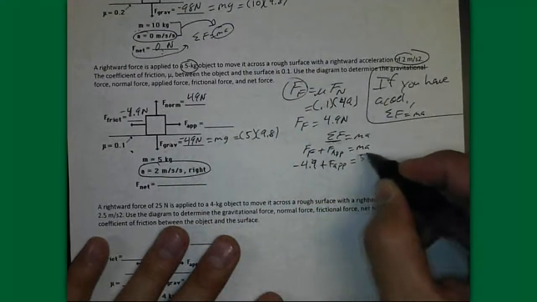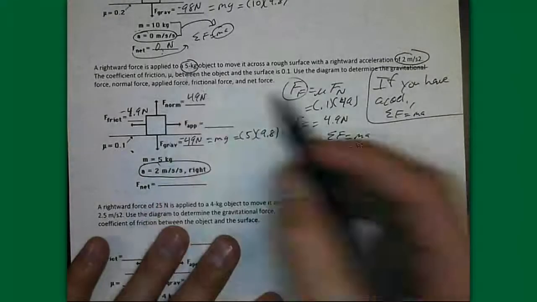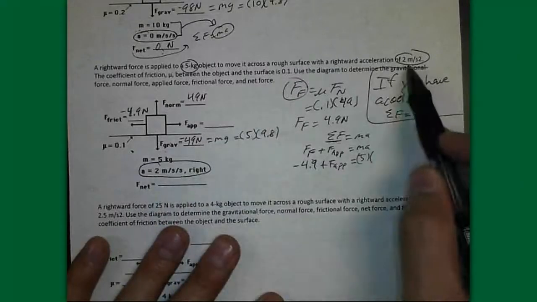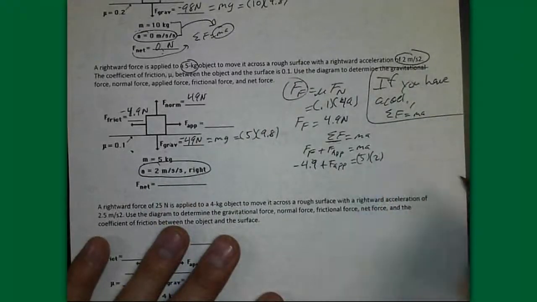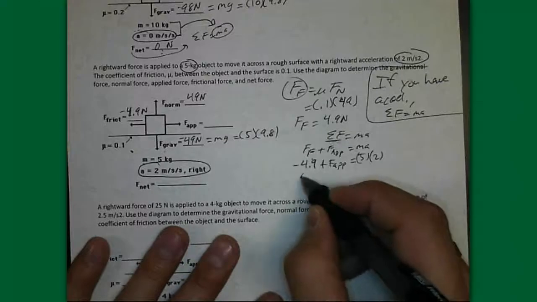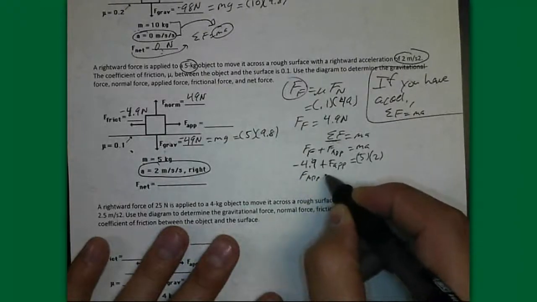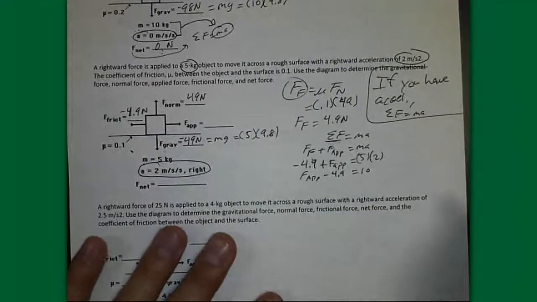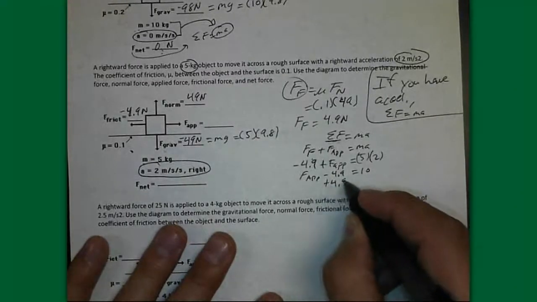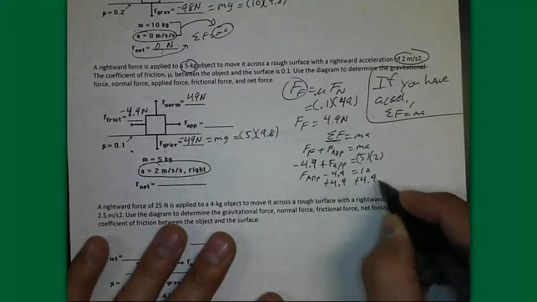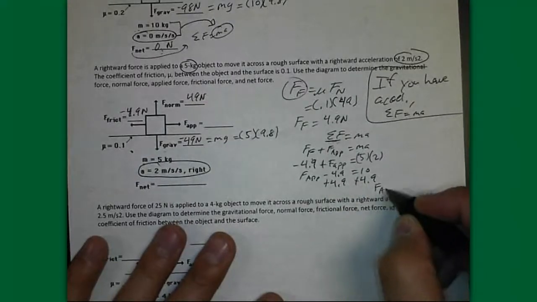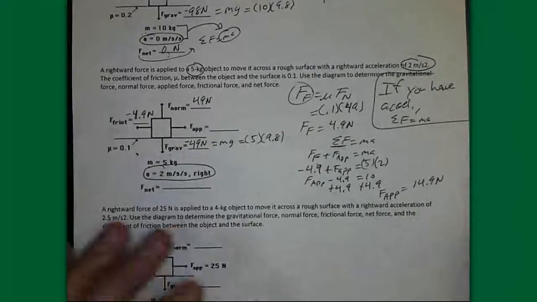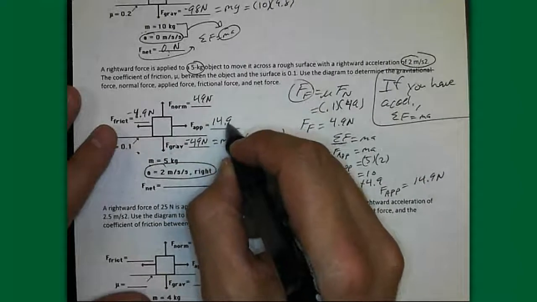I know the mass is 5 kilograms. I got that from here. And I know the acceleration that I want to give this box, this object, is 2 meters per second squared. So to simplify, force applied minus 4.9 equals 10. And the last step to solve this is to add 4.9 to both sides. And that gives me an applied force of 14.9 newtons. And that's what goes in here.